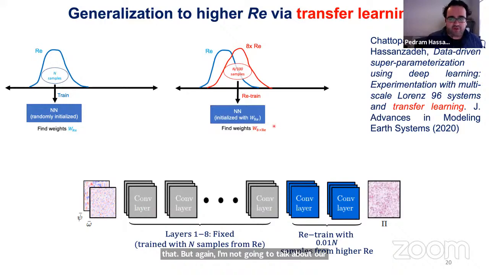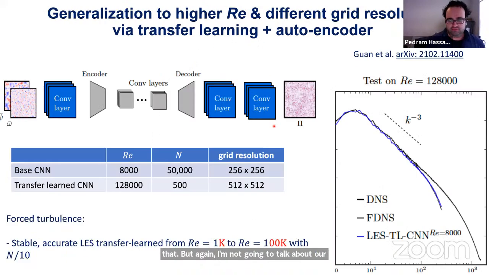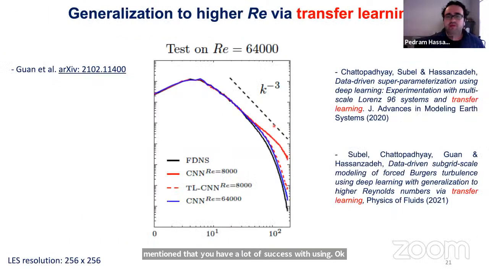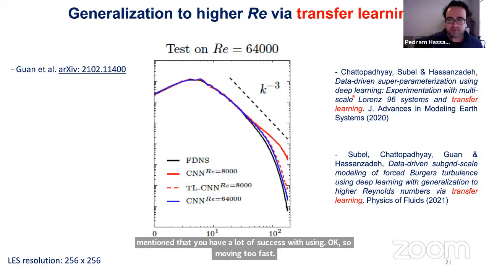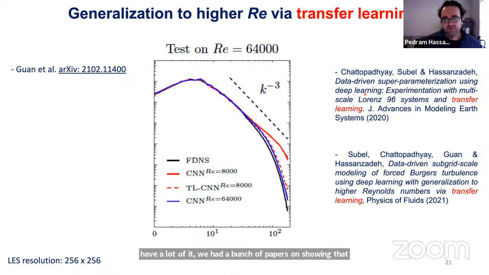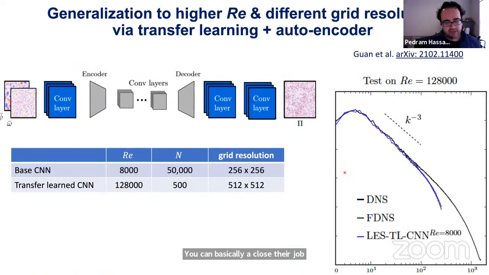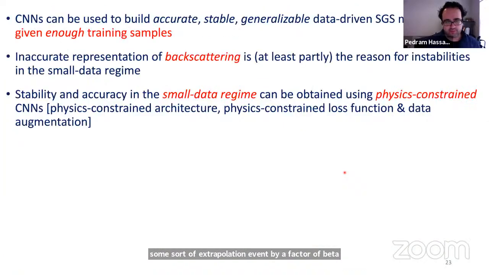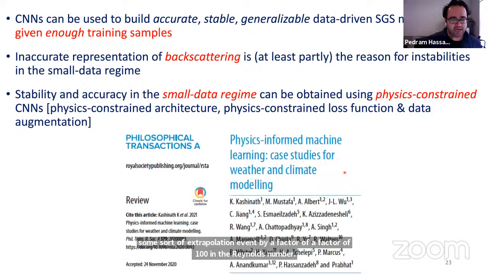I'll mention that we have had a lot of success with, okay, I'm moving too fast. It's the last point I want to make. Using transfer learning, we have a bunch of papers showing that for a chaotic system, if you increase the chaoticity or if you increase the Reynolds number, you can basically close the generalization gap and do some sort of extrapolation, even by a factor of 100 in the Reynolds number. So for the interest of time, I stop here.